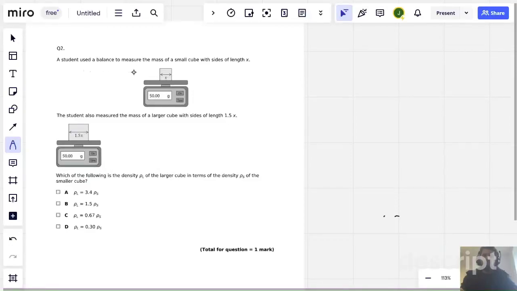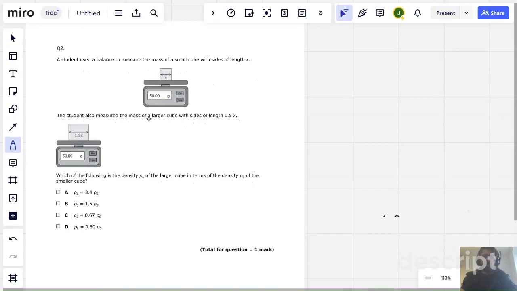A student used a balance to measure the mass of a small cube with sides of length s. The student also measured the mass of a large cube with sides of length 1.5x. Which of the following is the density of the large cube in terms of density of the smaller cube?